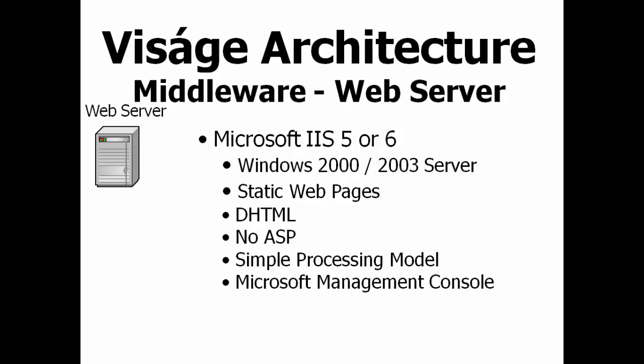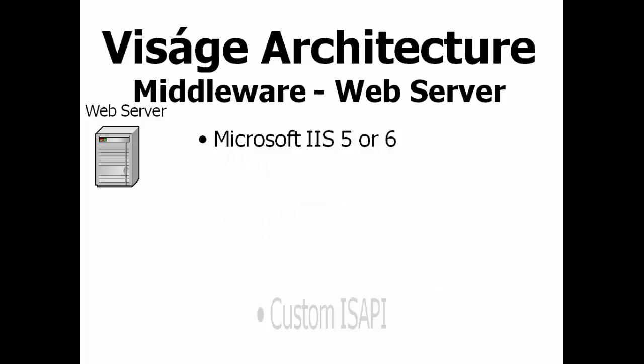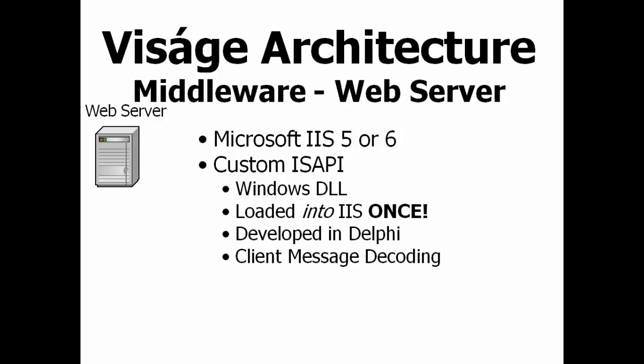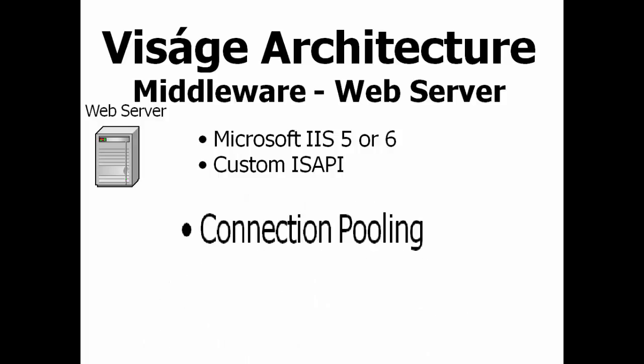We have a management console that enables you to see what's happening inside of it. The actual connecting piece of software is what they call ISAPI, which is the Internet Server Application Programming Interface routine. It basically sits inside of IIS itself. So when this website starts up, the connective software starts up as well. It's just a Windows DLL, it's loaded once, it's developed in Delphi. All of these things just mean that it's quick in terms of what it does, as opposed to technologies like CGI. It's where the decoding of messages going backwards and forwards takes place.